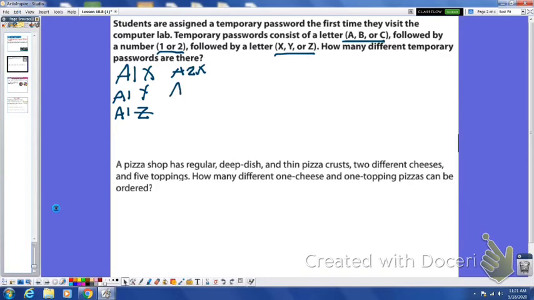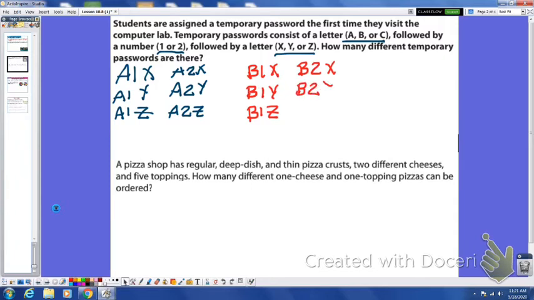Okay, now if I'm sticking with my A, we could have an A followed by a 2 and then an X, an A2Y, and then an A2Z. Okay, now we're going to follow this pattern. We're going to move on to starting it off with a B. So starting my password with a B and a 1 options first, so B1X, B1Y, and B1Z. And then sticking with the B, but now followed by a 2, so B2X, B2Y, and B2Z.